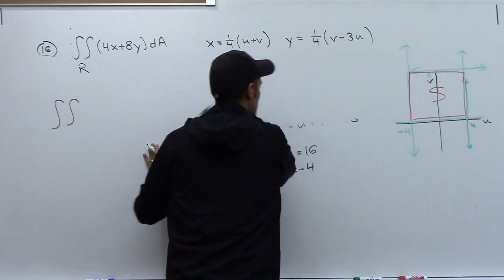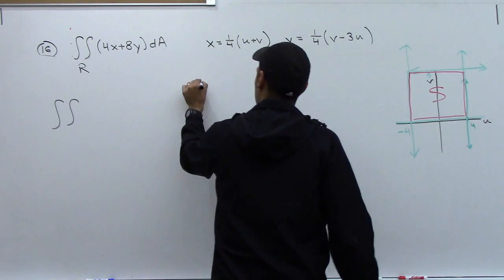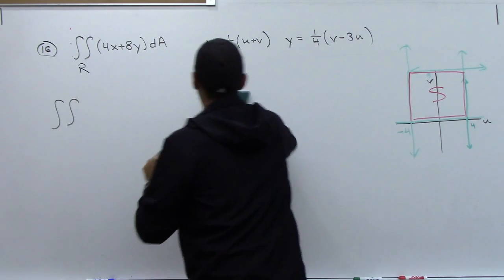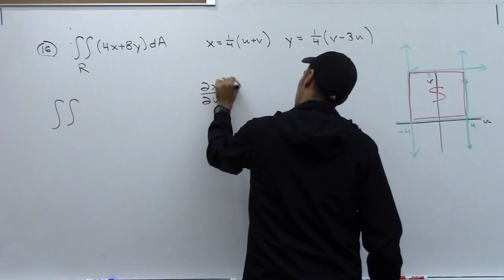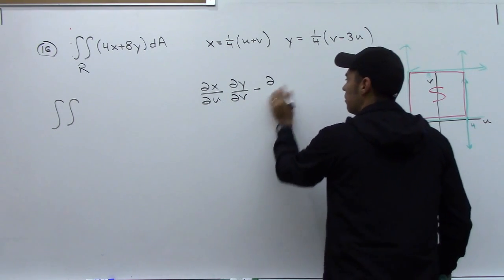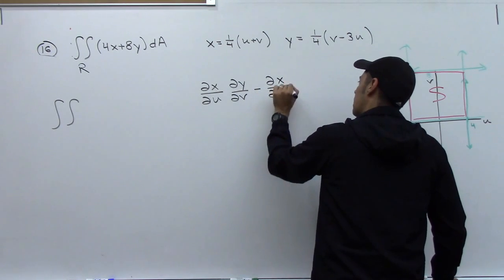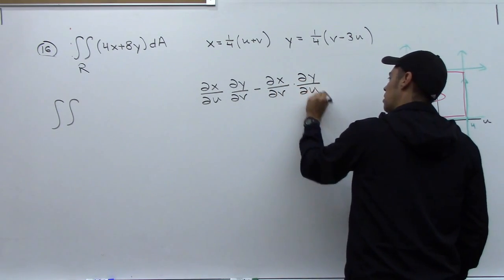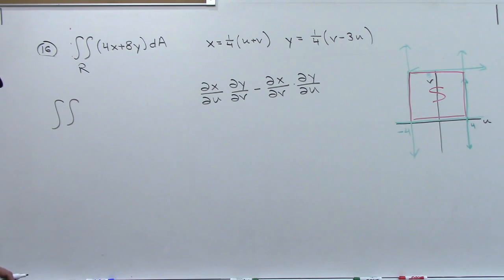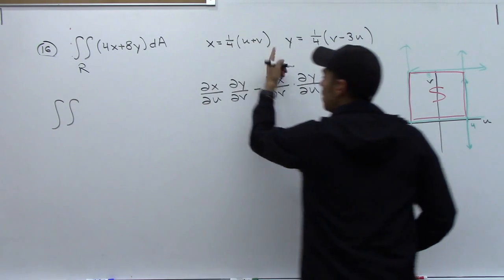Now, I'm going to need to get my Jacobian determinant. So I'm going to have to calculate partial x with respect to u times partial y with respect to v minus partial, really doesn't matter what order you go in here with the multiplication, partial x with respect to v, partial y with respect to u. Okay, so I'm doing that now.